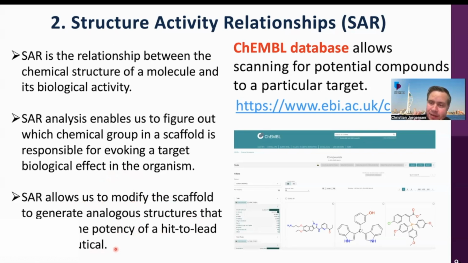So that is, okay, I have one lead compound. Now let's propose 10 other compounds that are similar. And these 10 other compounds might be easier to synthesize. They might have increased potency. And they might have increased purity. And in general, might result in an even improved lead compound. And this is all thanks to SAR, structure-activity relationships.